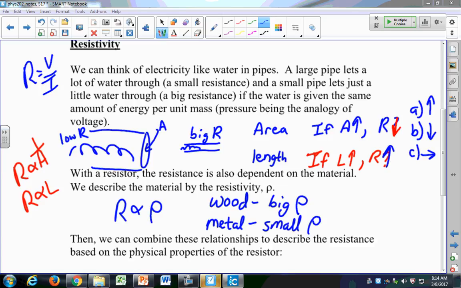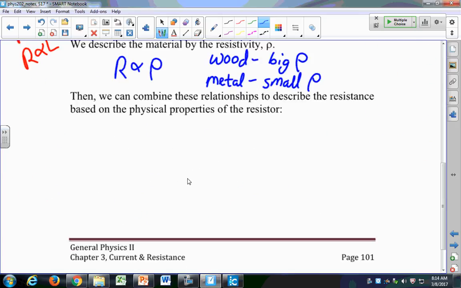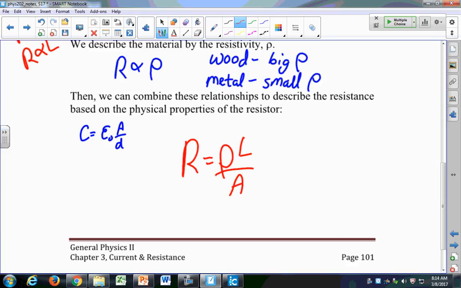So we can combine these to get an equation kind of like what we had for the capacitance. Remember, the capacitance was epsilon naught A over D. We're going to do a very similar thing now for resistance: R is equal to rho times L divided by A. I have direct proportionalities with the resistivity and the length. If I increase these, I increase resistance. If I increase this, I decrease the resistance. If I make that resistor bigger, then it's less resistant to the flow of electricity.